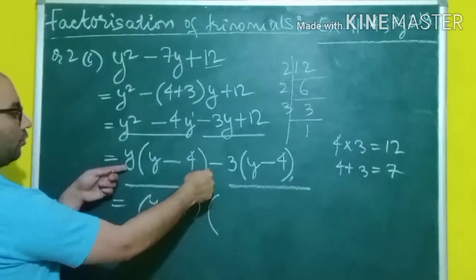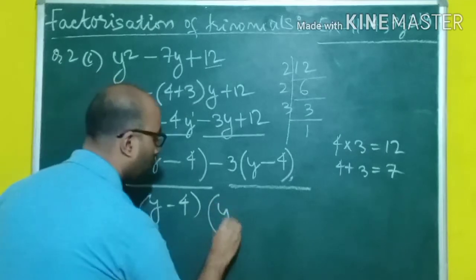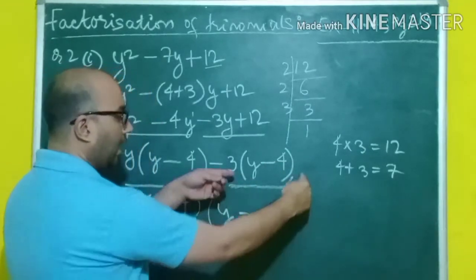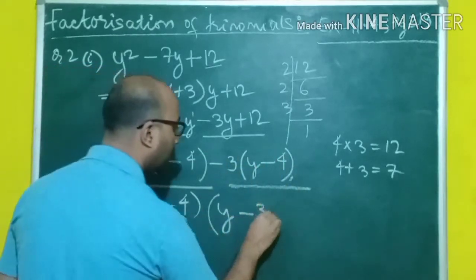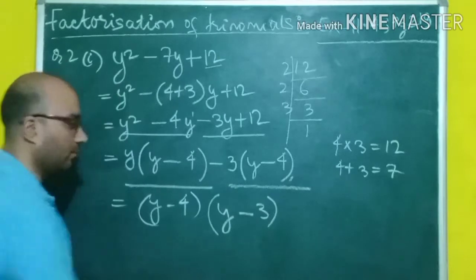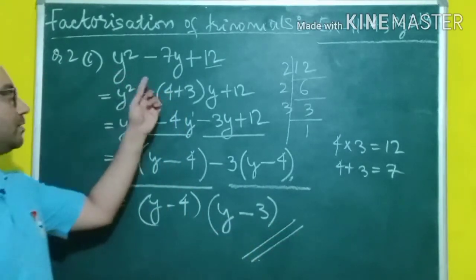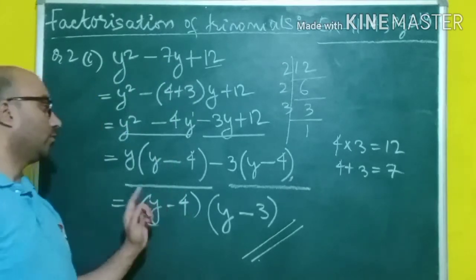Out of the first group we have already taken the y minus 4 as common, so what is left over here? Y. Okay, now this minus comes here as it is. Out of the second group we have already taken the y minus 4 as common, so what is left over here? Y minus 3 is left over here. So this will be our factor. So y square minus 7y plus 12, if you factorize this, you get the factors as y minus 4, y minus 3.